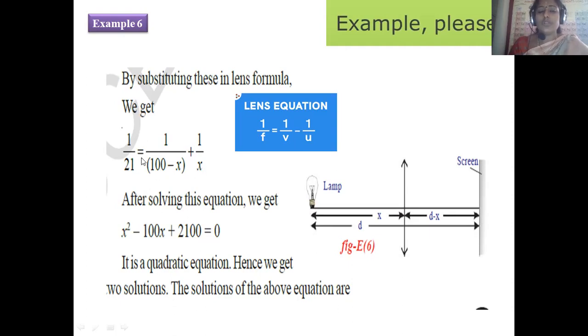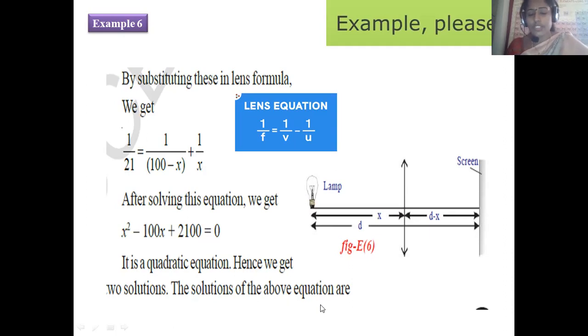This is the equation. You are going to solve this entire problem, and it can be converted into x square minus 100x plus 2100 is equal to 0. This is the equation after solving the entire steps of this conversion. So it is a quadratic equation, where only x is unknown to us and all remaining values are known. Hence, we get two solutions for this one.